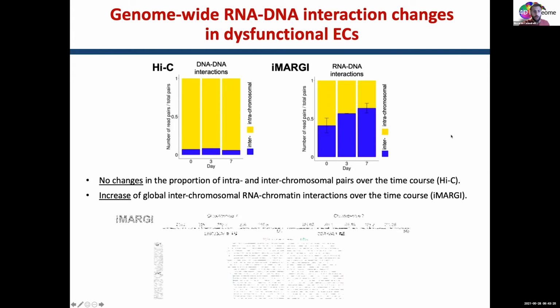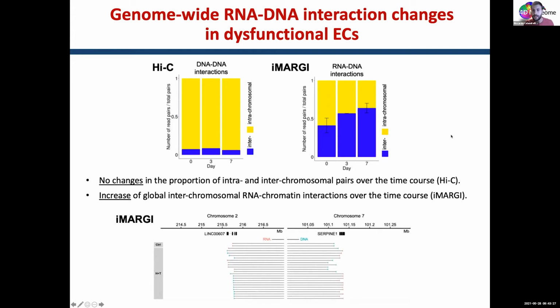Now, many of you are familiar with these iMARGI data since you are 4DN members, and we have presented this data several other times in other meetings. But for those of you who may not be, I will just show you here a quick example of what we mean by RNA-DNA interactions. So in here, you can see 2 regions, one on chromosome 2 around the LINC00607 gene, and one on chromosome 7 close to the SERPINE1 gene. And you can see how there are many more reads in the HT samples compared to control.